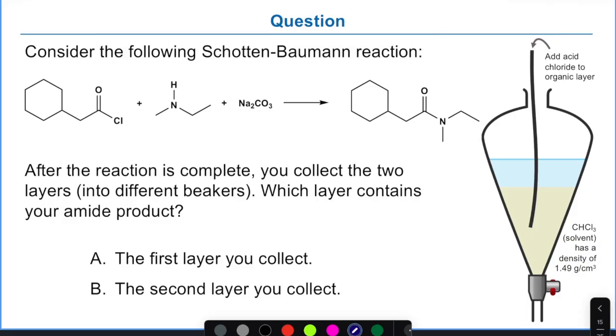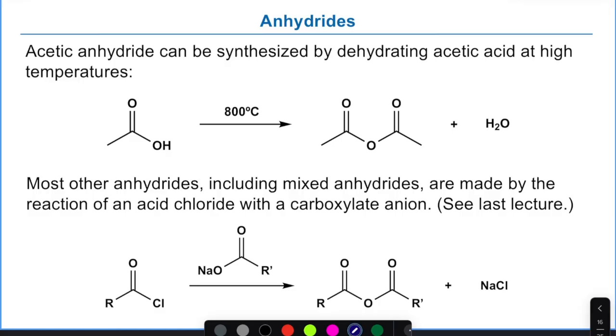It is A. This bottom layer will be the first one to exit. The first layer you isolate will have your product. Otherwise, if it was toluene, it's the second layer. You drain off the aqueous layer, then your organic is the second component. So, that's the practical aspects of using our acid chlorides.